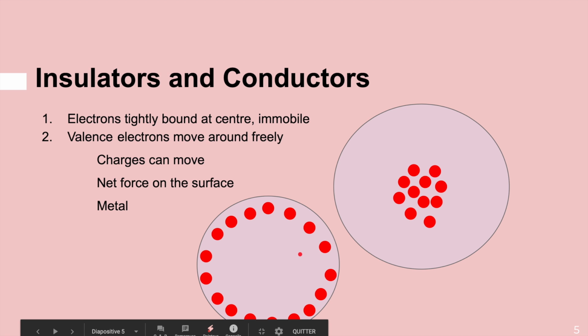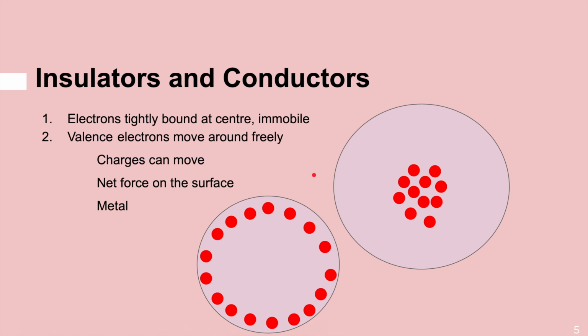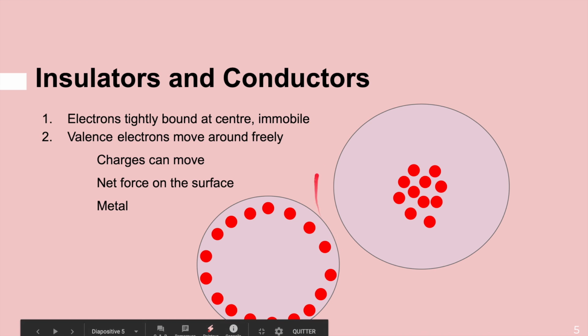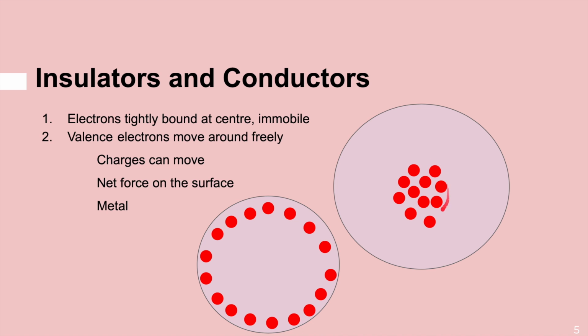Now there's a difference between insulators and conductors. Maybe you've heard about some before, like conductors as in some metals, or insulators like rubber. Now the first part is that in insulators, electrons are tightly bound at the center. They are immobile. Here we have an insulator, let's say it's a rubber ball, and we have our electrons that are super tightly bound around the center.